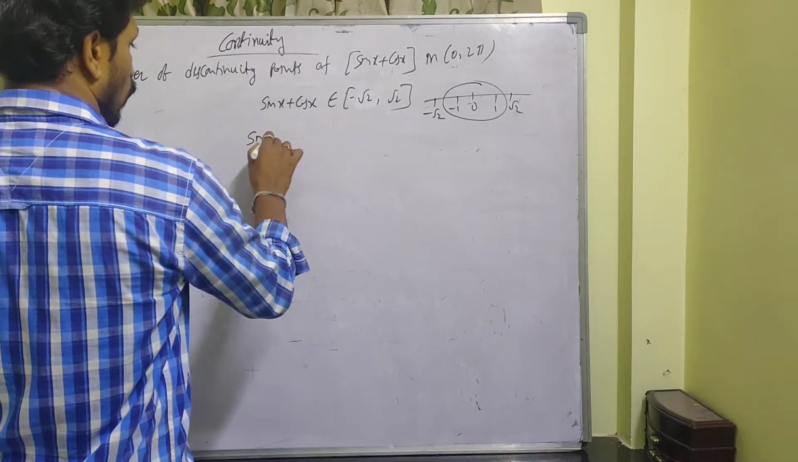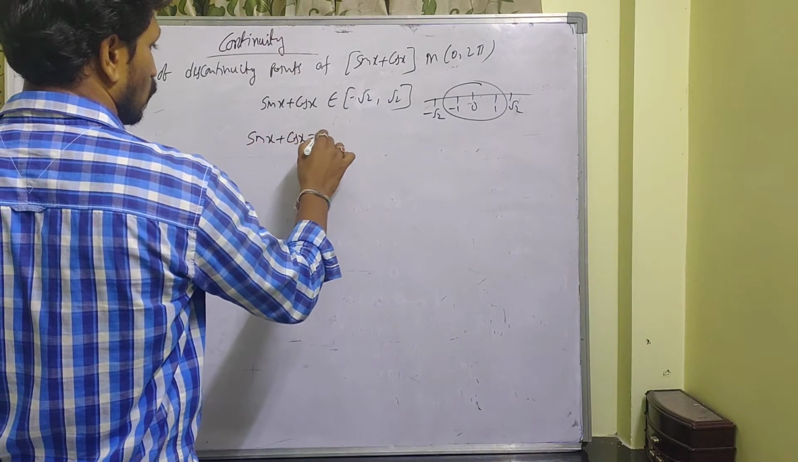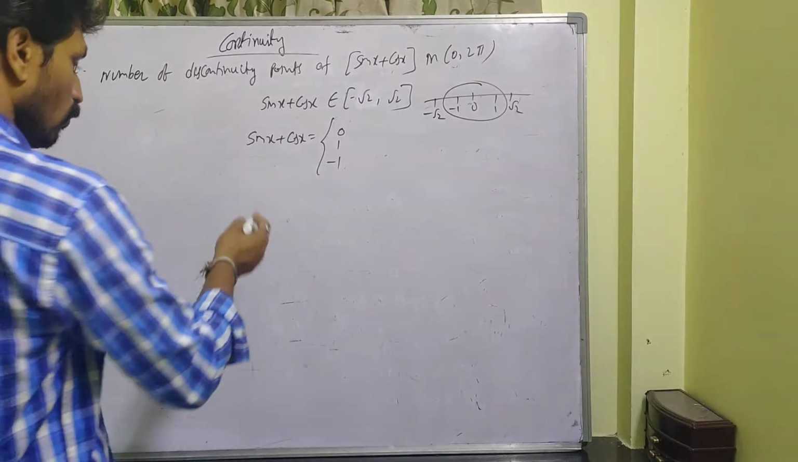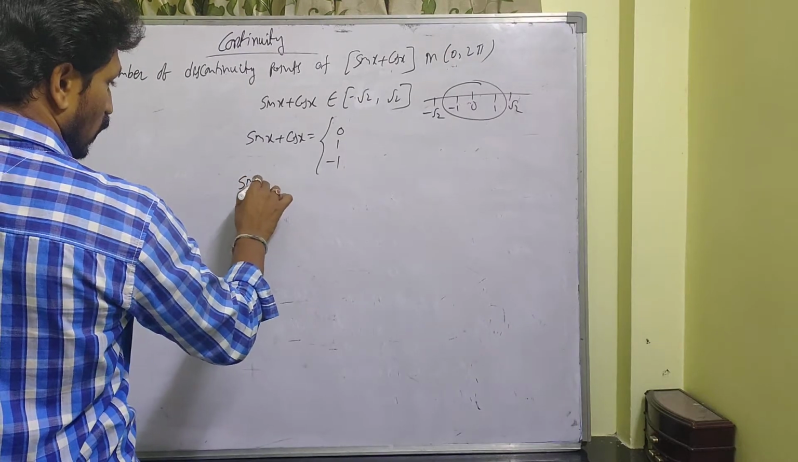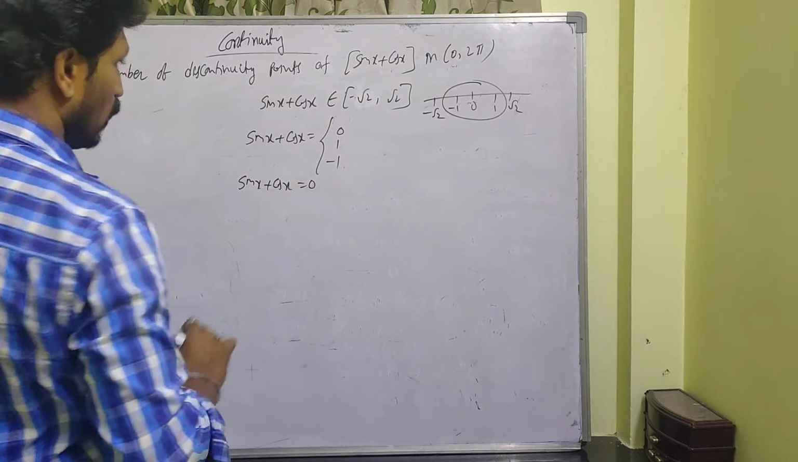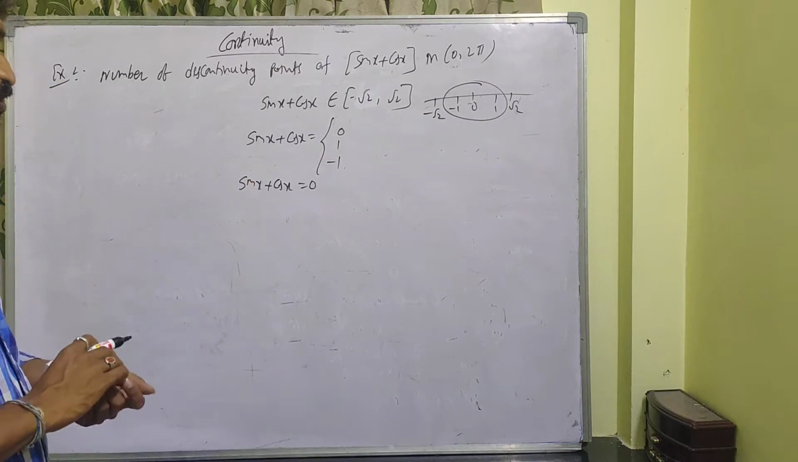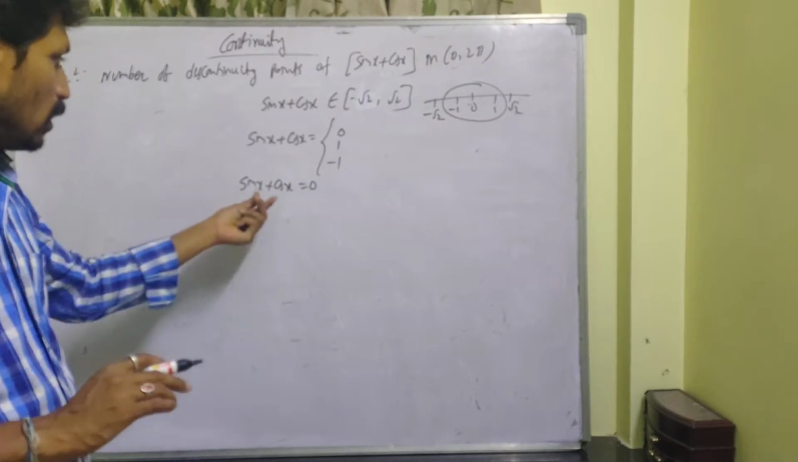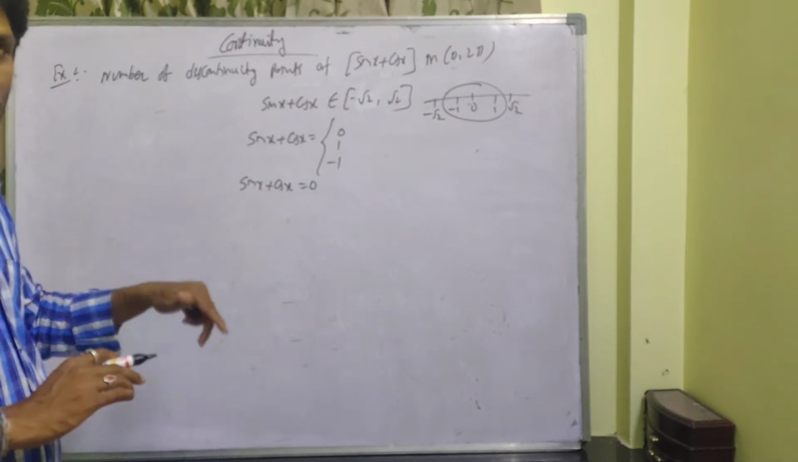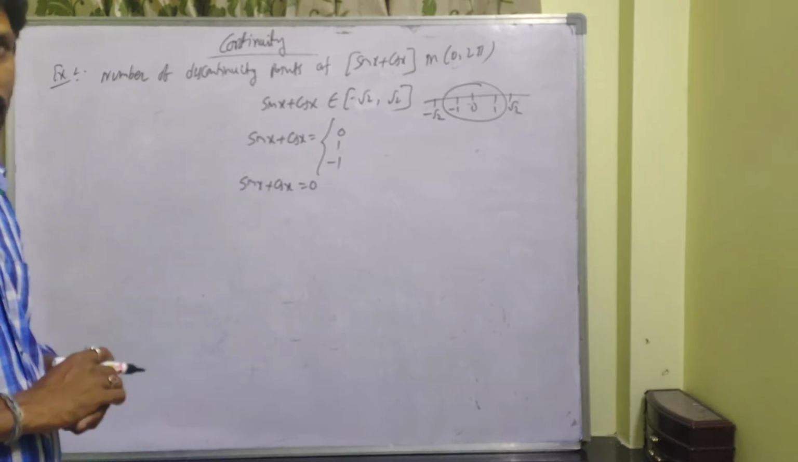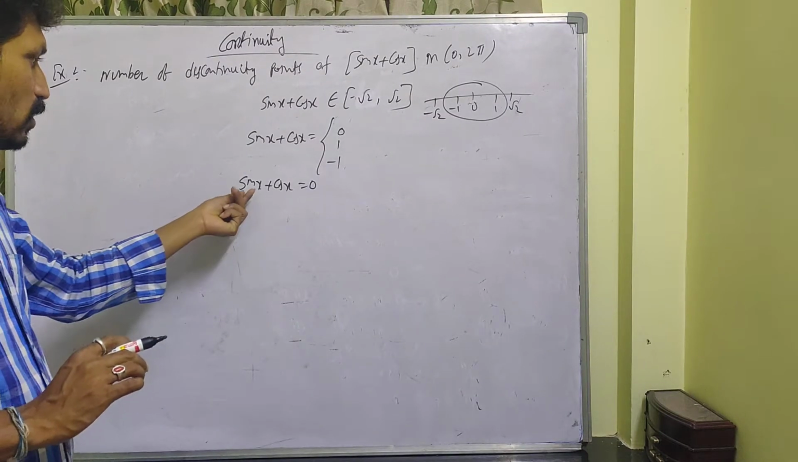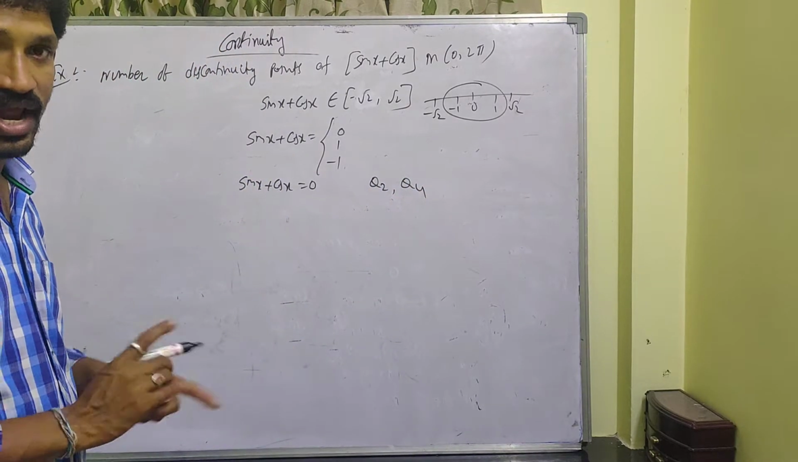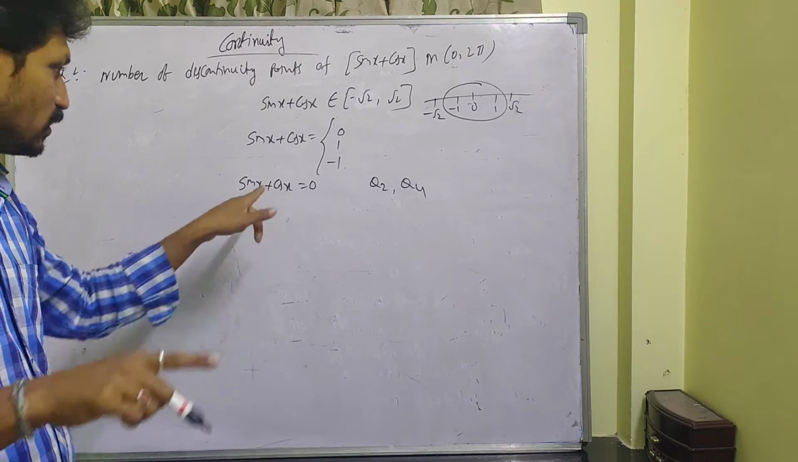That means it becomes discontinuous when sin x plus cos x is equal to 0, 1 and minus 1. So first take sin x plus cos x equal to 0 and find the value of x. When the sum becomes 0, sin x and cos x should have opposite signs at the same value. In the second and fourth quadrants, both have opposite signs, and at the same values with opposite signs the sum becomes 0.